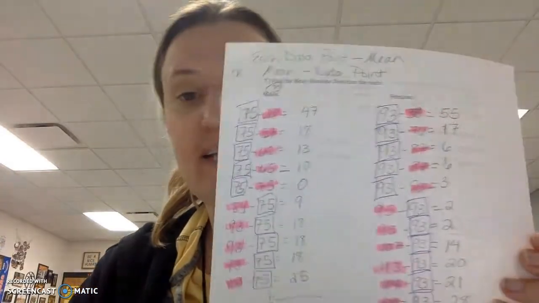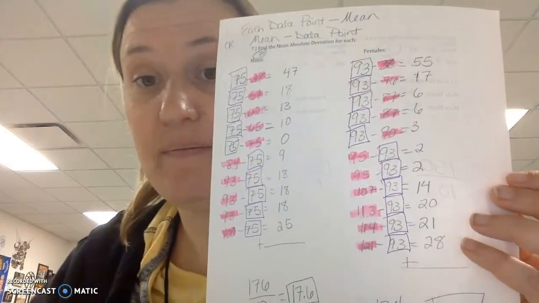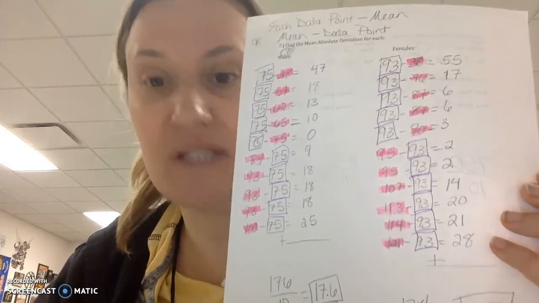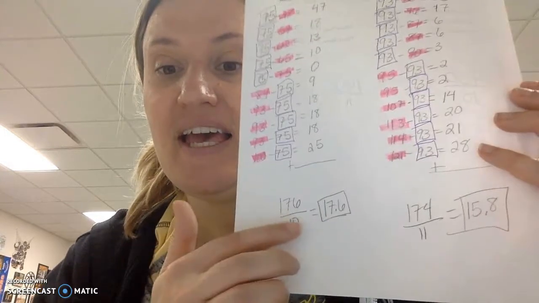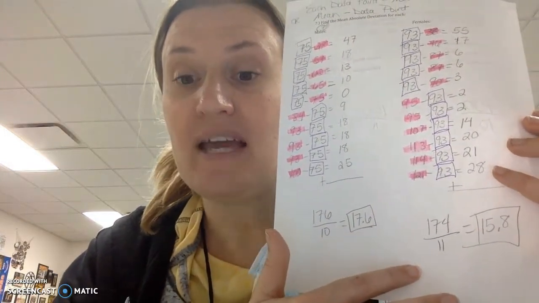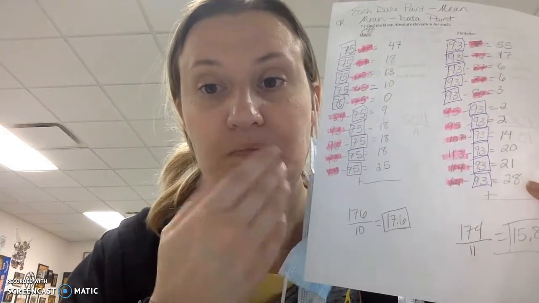So again, our mean was 93. I have the mean outlined in purple on all of these problems, and everything highlighted in pink were our data points that I pulled from that stem and leaf plot. Here are all of the subtraction problems, and here are all of the subtraction answers. Then again, I added up the answers: 55 plus 17 plus 6 plus 6 plus 3 plus 2 plus 2 plus 14 plus 21 plus 20 plus 28, and you get 174 for your sum, and then divide by 11 because there are 11 data points. So on average, the female data points are 15.8 away from our mean.